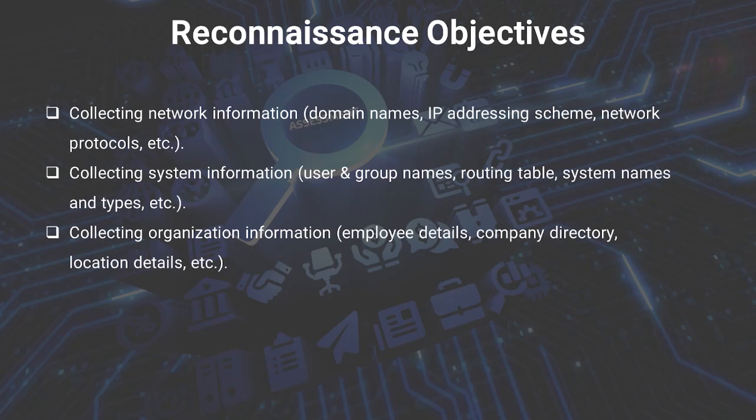We can even gather system information through various techniques of, let's say, enumeration, and this system information can be usernames, user groups, the routing table, system names, and types. Imagine getting a list of valid usernames for a system. Then that's like half the work done there. All we need to do next is to actually get a valid password to match the corresponding username, and we'll get access into the system.